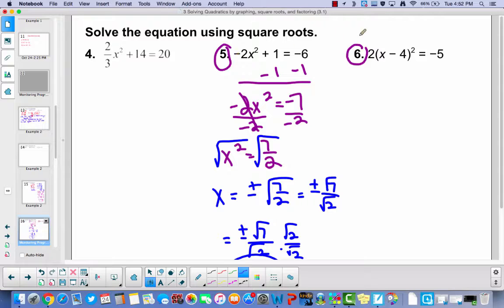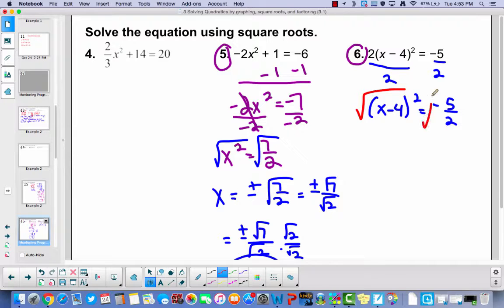Now, let's go back and look at this one next. Again, we have to get the squared term by itself, so we're going to divide both sides by 2. So I get x minus 4 squared equals negative 5 halves. So now I'm going to take the square root of both sides. However, I can't take the square root of a negative number, so there are no real solutions. Questions?